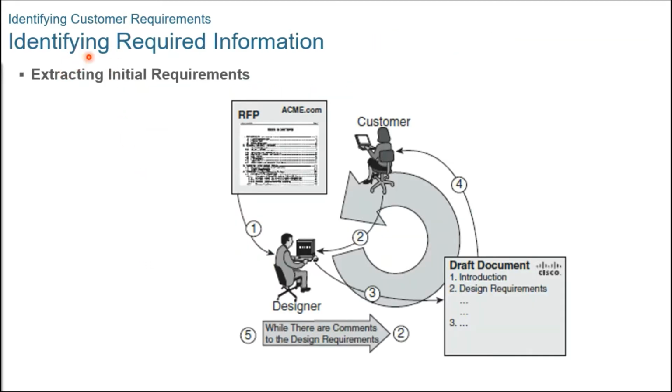Identifying required information. So determining requirements includes extracting initial requirements from the customer and then refining this with other data that has been collected from the organization. So extracting initial requirements, well, initial design requirements are typically extracted from an RFP, okay, or request for proposal, or request for information or RFI, okay? So these are basically coming from the customers.